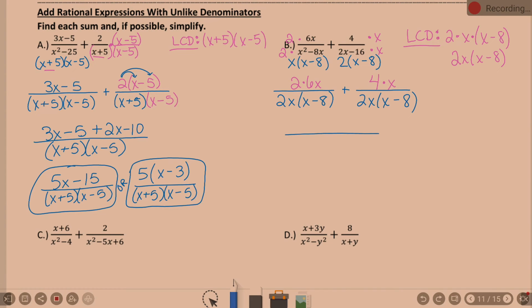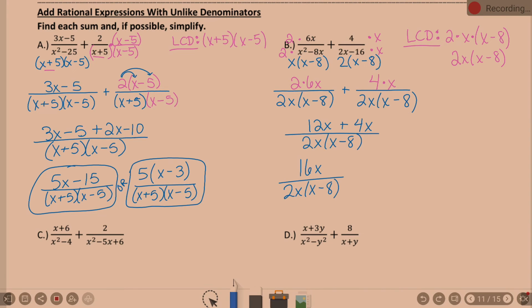Okay, we've got two fractions, same denominator. So we're going to put them together. My common denominator is 2x, x minus 8. 2 times 6x is 12x. 4 times x is 4x. Next, what is 12x plus 4x? 16x over 2x times x minus 8.